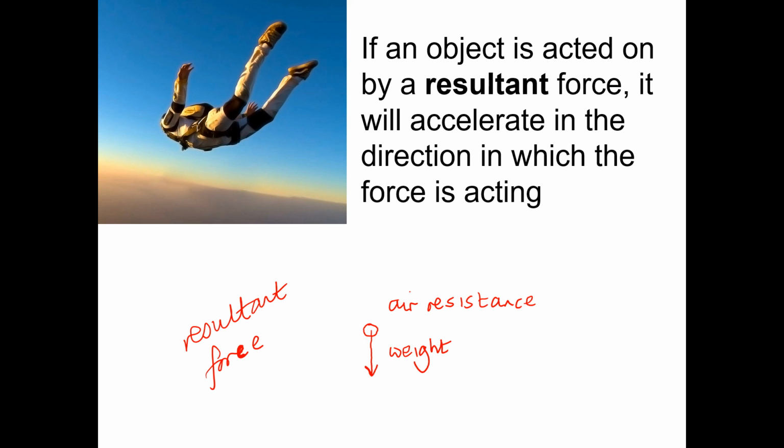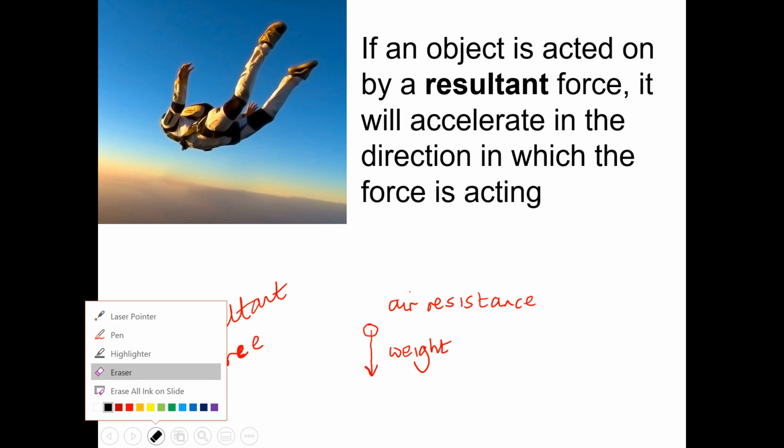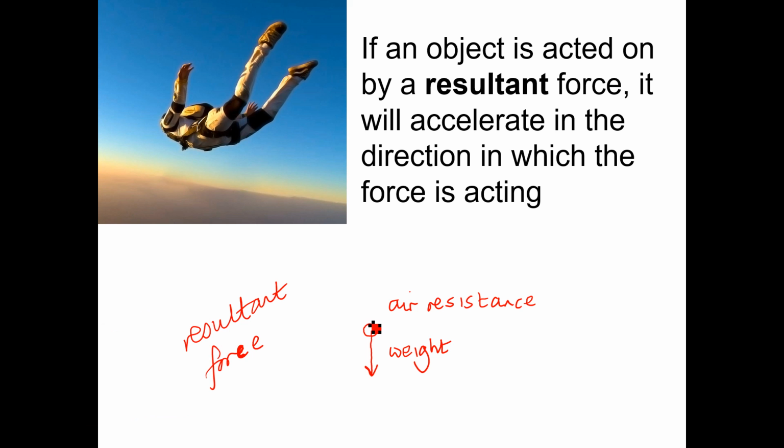If, however, we change this slightly, and let's say at the start of their journey, the air resistance is much smaller. Their weight will remain the same. They still have the same mass. They're still falling towards the Earth and experiencing gravity. That will produce their weight. That won't change. But now we can see these arrows down and up are different lengths. So here there will be a resultant force.